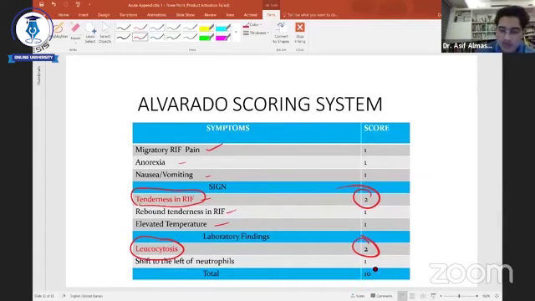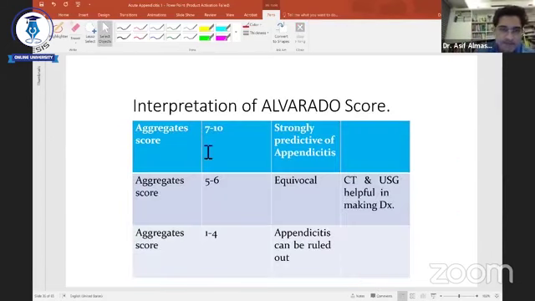Now, the total mark is 10, and out of 10, a score of 7 strongly indicates acute appendicitis. 7 to 10 is strongly predictive of acute appendicitis.